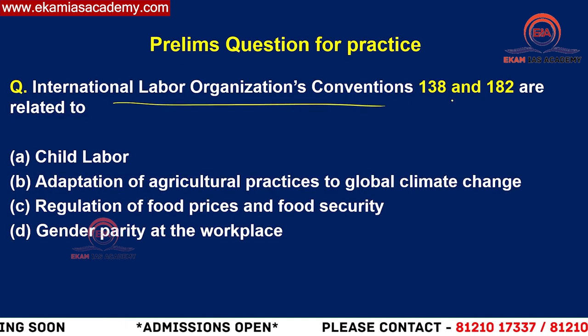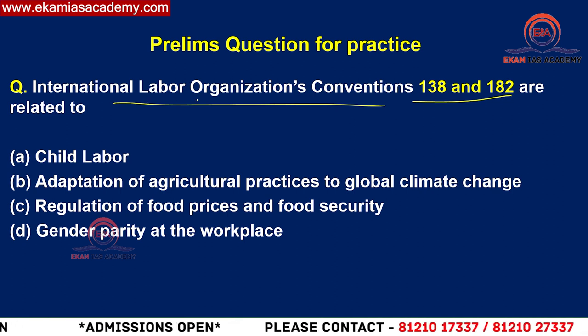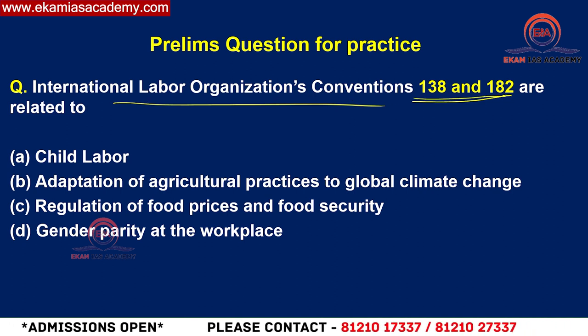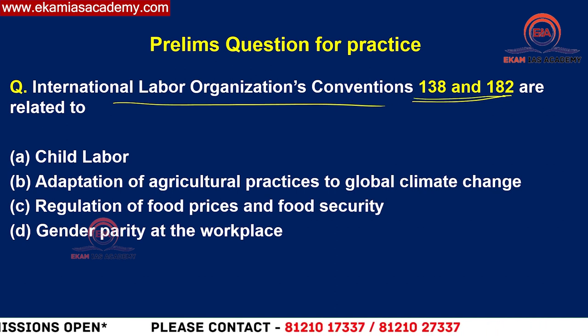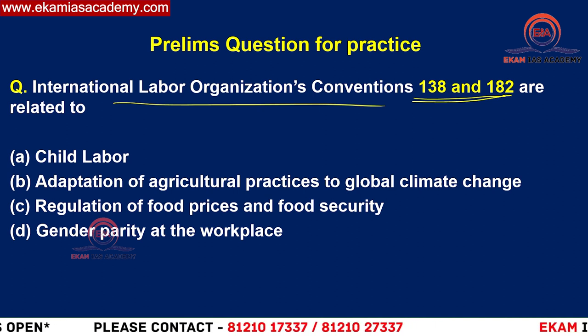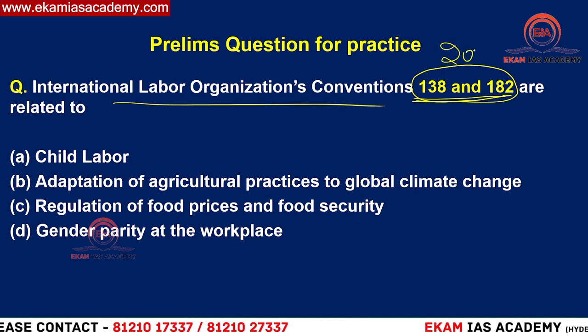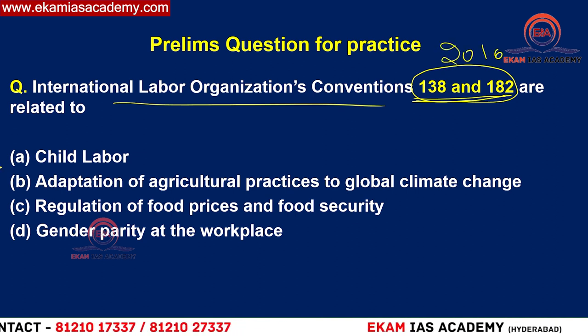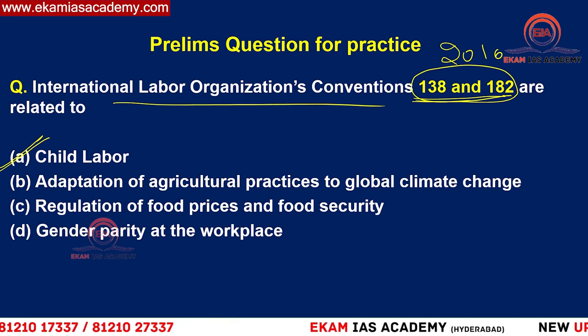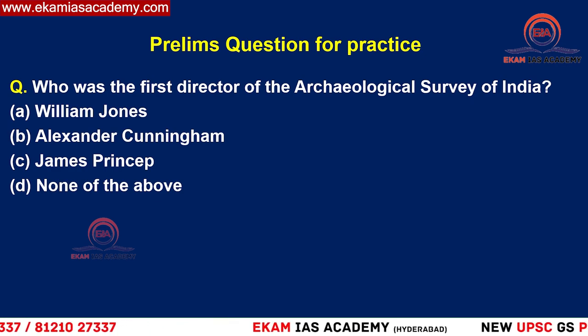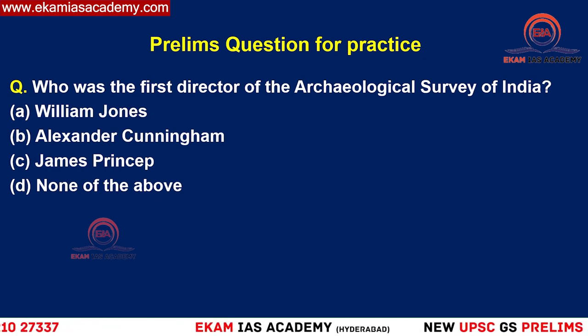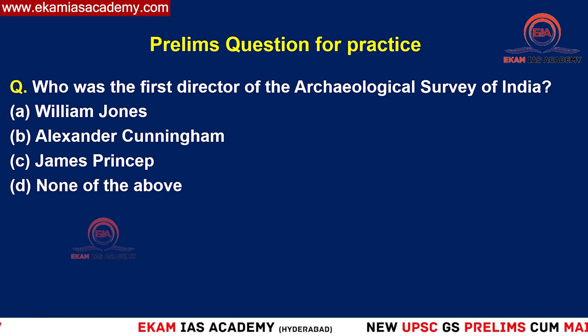The prelims question given for practice yesterday was: International Labour Organization Conventions 138 and 182 are related to what? This was already asked in UPSC. When we signed and ratified these conventions, immediately in 2016 they asked this question, if I'm not wrong. So this is associated with child labor. You have to remember these conventions, because if India is ratifying any convention, it will have a lot of importance in your examination.